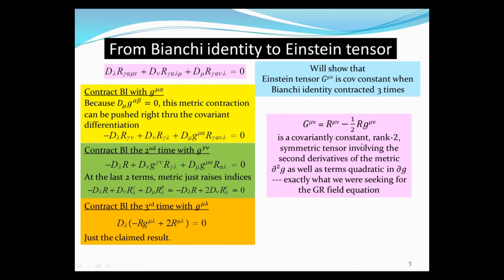Now it's rank 2 and symmetric, involving second derivatives of the metric as well as quadratic terms in the first derivative. That's exactly what we're looking for, the geometric field equation, to generalize Newton's field equation with the appropriate symmetry condition imposed.